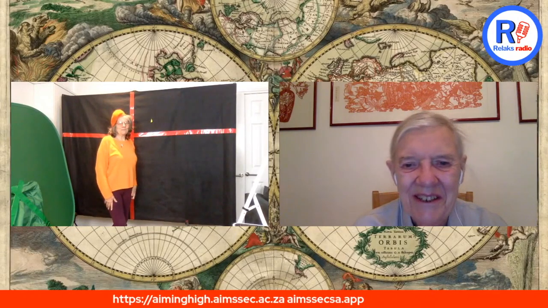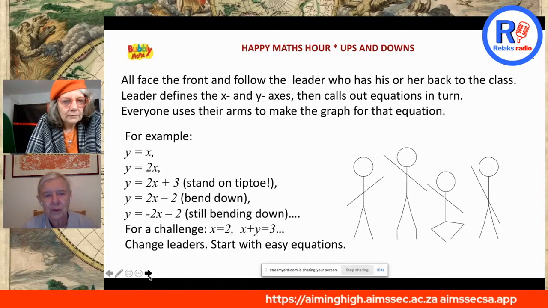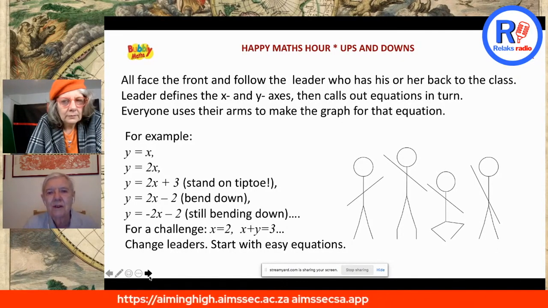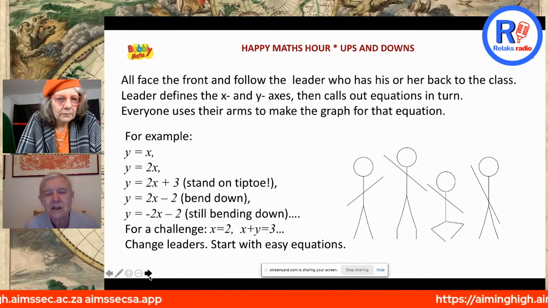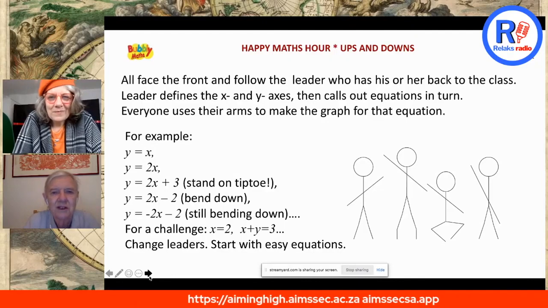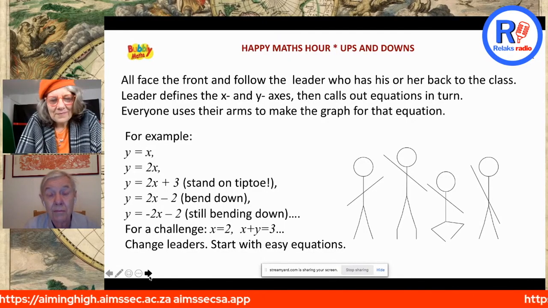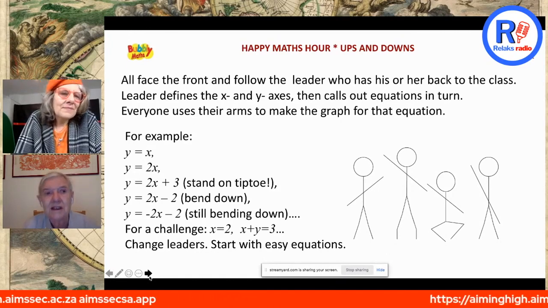Very, very good. It's a really good activity for children. It gives them a chance to get rid of some of that fidgetiness that children have. It's not easy for them to sit still for a long time. And they're learning something while they're doing this activity.